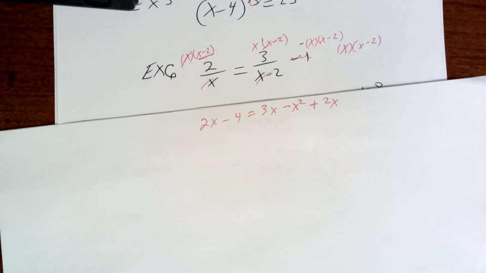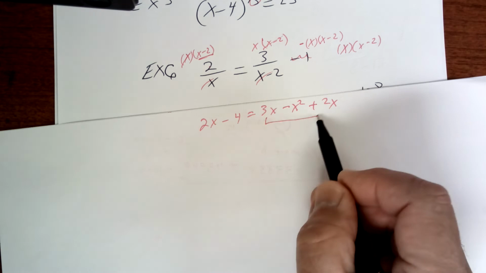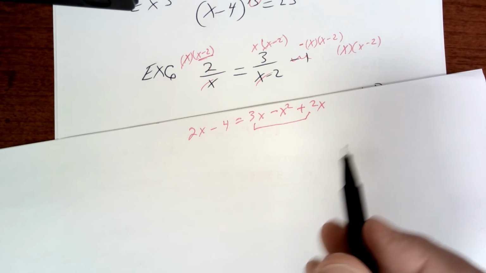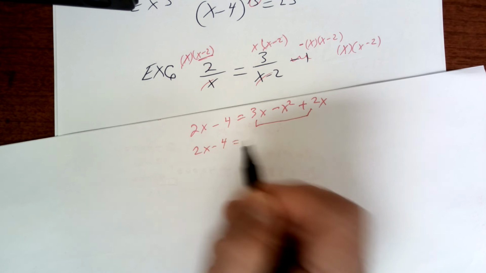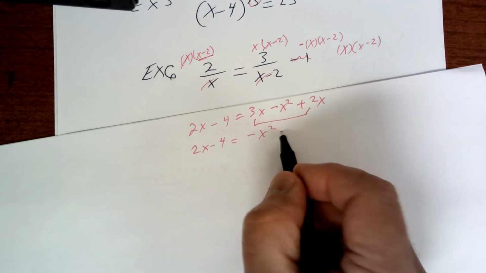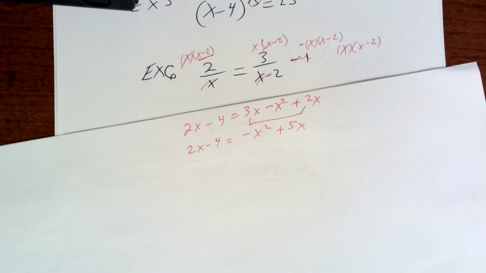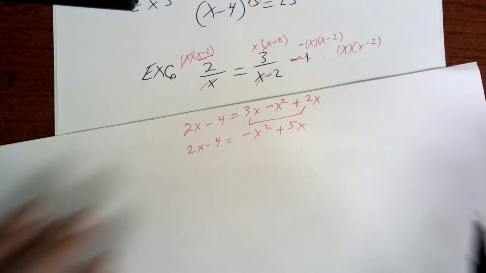Let's check to make sure we're on the right track on that one. Okay, so at this point we have the 2x minus 4, and then here, let me see what they did. Okay, they have the 3x, and then they must have distributed. So let's see if we can combine this and get what they have, which is 2x minus 4 equals negative x squared plus 5x, and that's what they have. Okay? At this point, they got it equal to 0, and then they factored it. Okay? You could use the quadratic equation as well.